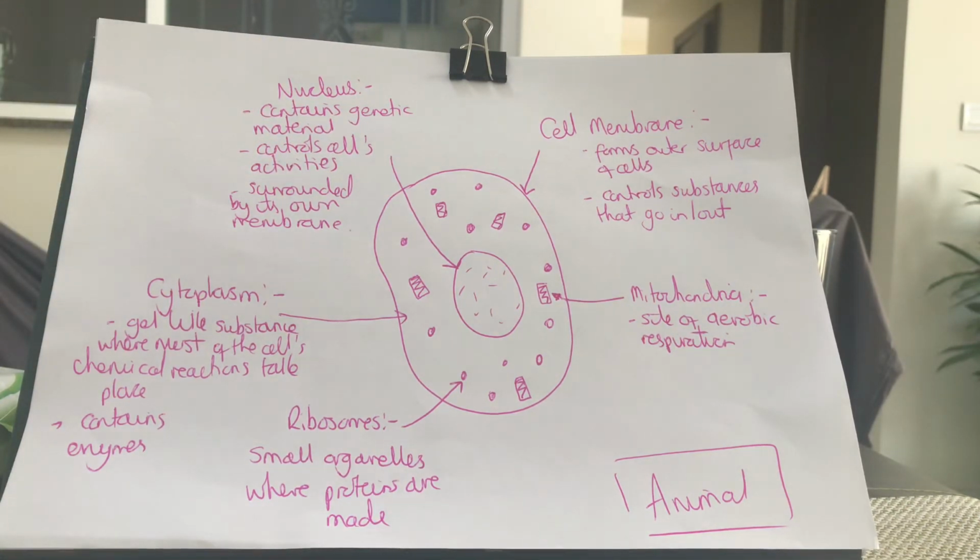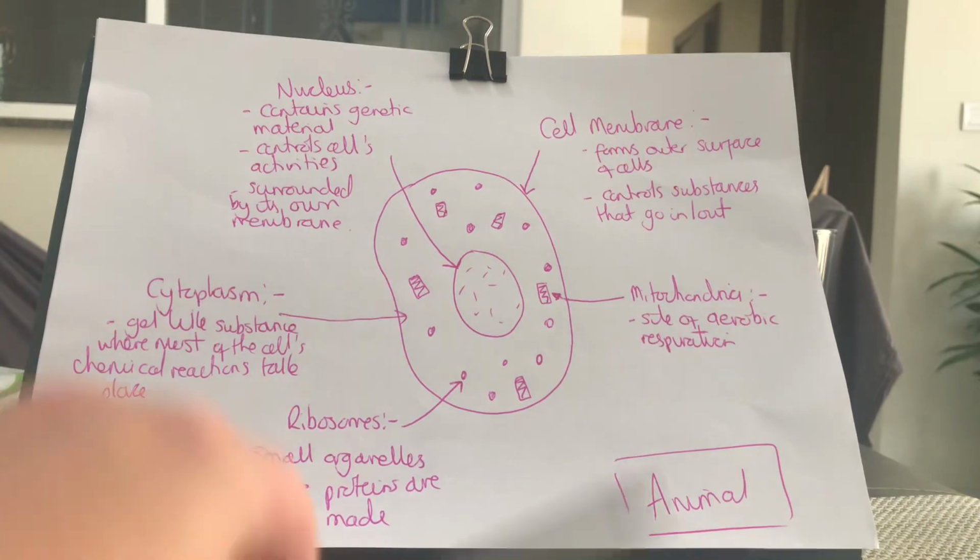So one function contains the genetic material, second function controls cells' activities. You have to write it as that. Do not let me read any exam answers from you guys that says it's the brain of the cell. And it's surrounded by its own membrane.